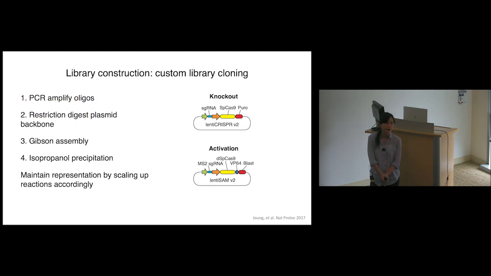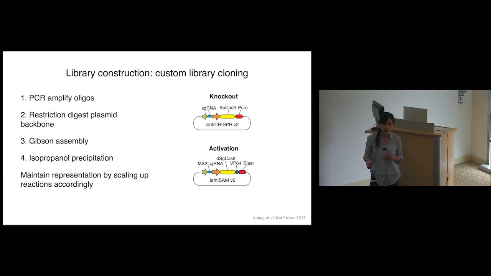So for custom library designs, we have a fairly robust custom library cloning protocol. This starts with ordering the oligos from companies such as Twist or Custom Array, PCR amplifying the oligos, and then restriction digesting the plasmid, then Gibsoning the PCR amplified oligos into the backbone. Then we also provide a protocol for amplifying this library.